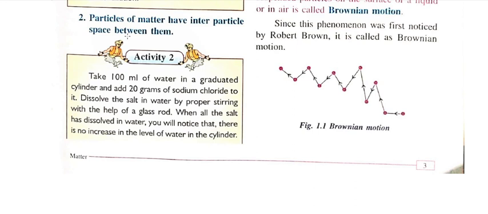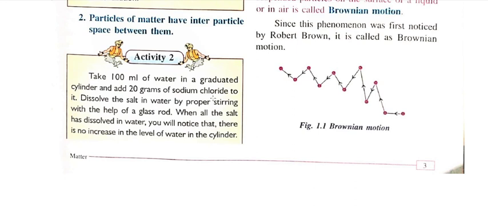Now, second property: particles of matter have interparticle space between them. It means that one particle can easily fit into the gap of another particle. Now, this is not always happening. If the gap is large enough, then the particle will fit into the gap. If the gap is not big enough, the particle will not fit into the gap. Now let us check this activity.